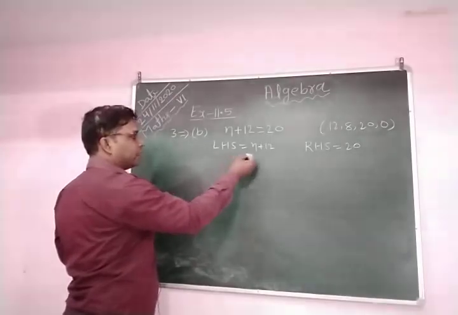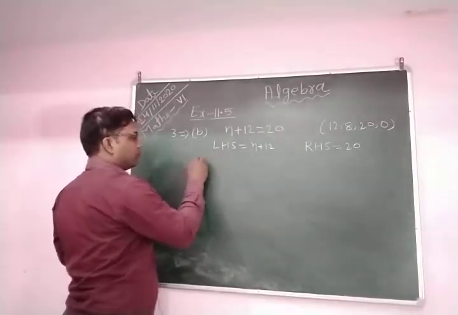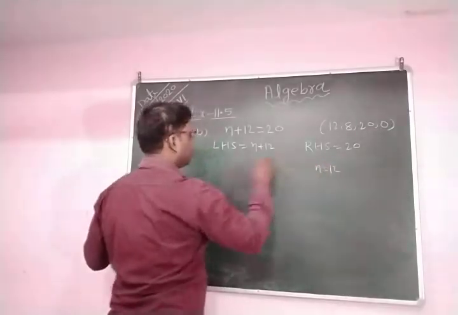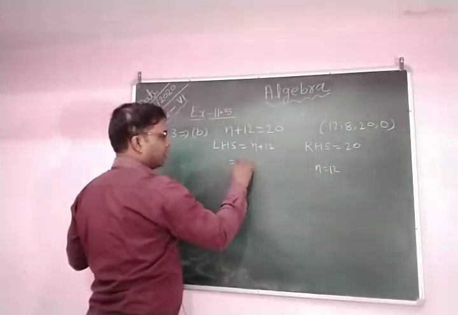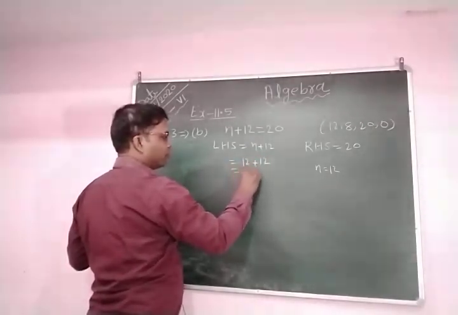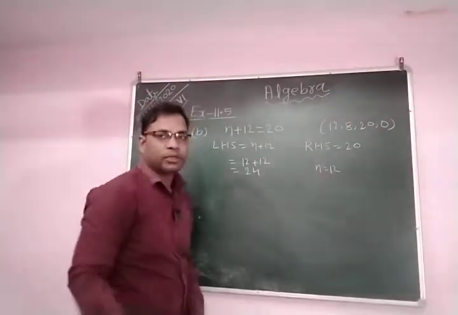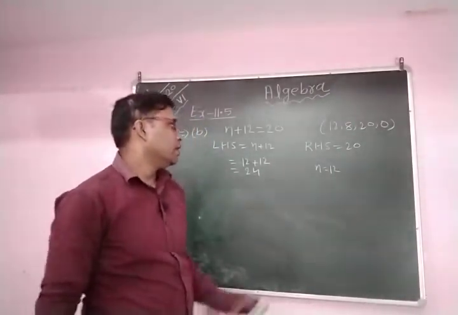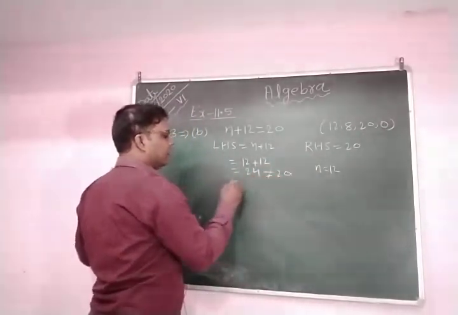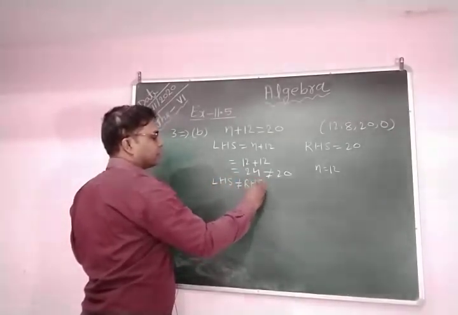Now here we take n is equal to 12. So you put 12 for n, and the left hand side becomes 12 plus 12. This is equal to what? This is 24. But our right hand side is 20. The left hand side becomes 24 after putting the value n equal to 12. This is not equal to 20. So you can say the left hand side is not equal to the right hand side.